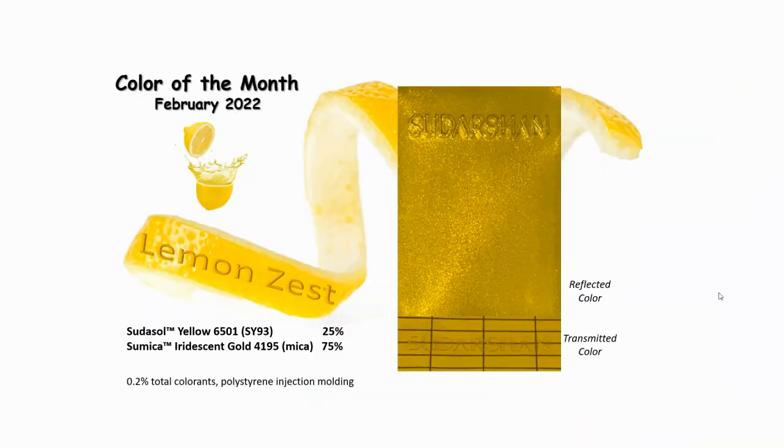The transparency provides some very interesting uses to be able to accentuate a part. In this case, we took advantage of the transparency of the solvent yellow 93 and combined it with the iridescent gold 4195. On the face, we see a very clean transmitted color, so we can see right through it. But on the reflected side, we start to see the sparkle of the mica, the richness of the mica that gives a very interesting color.